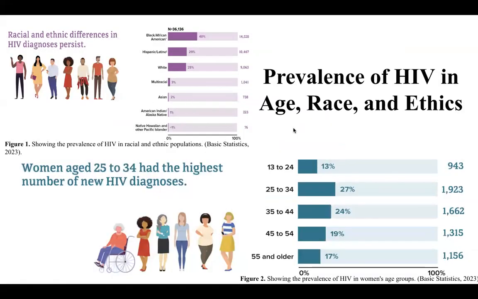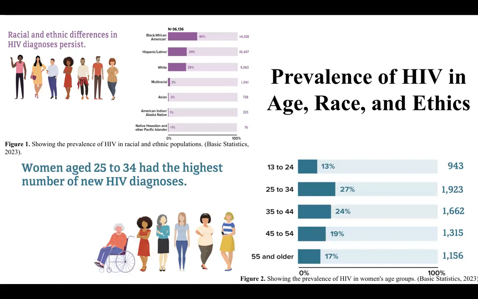For this slide, we're looking at two graphs. The graph on the top left is showing the prevalence of HIV in different racial and ethnic groups. Black or African Americans are a part of the 40% of the population with HIV and have the highest prevalence, closely followed by Hispanics or Latinos with 29%. Whites also follow close behind with 25% prevalence of HIV.